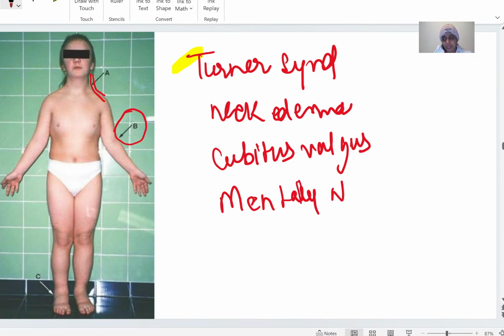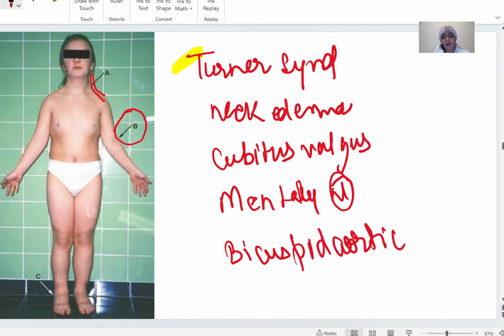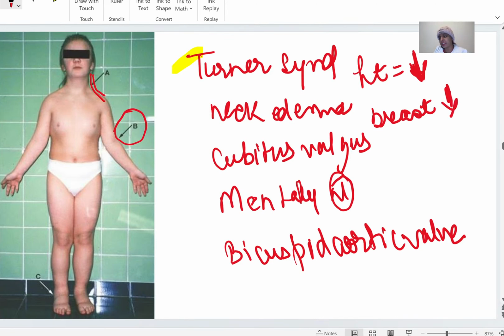Mentally normal. I always say, one of my friends is a gynecologist. She has Turner syndrome. Mentally normal. What is the common cardiac problem they have? Bicuspid aortic valve. What about the height? Is height increased or decreased? Short. Very good. What about the breast? Absent.